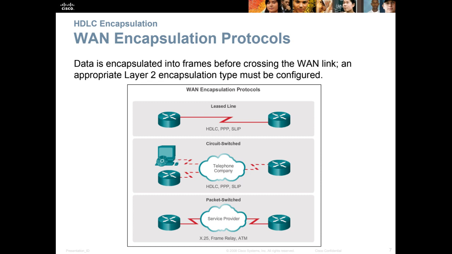On encapsulation protocols: data from the DTE is encapsulated into frames before crossing the WAN link. So an appropriate data link layer 2 protocol must be configured for the WAN to work. These are examples of encapsulation protocols. We have PPP, HDLC, and SLIP, which are all leased line. Then we have packet switched, such as Frame Relay, X.25, and ATM.